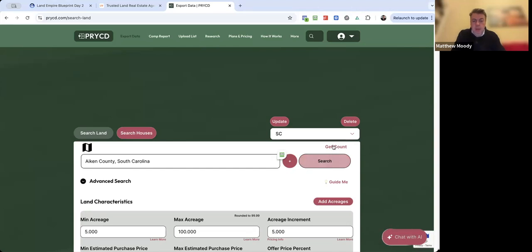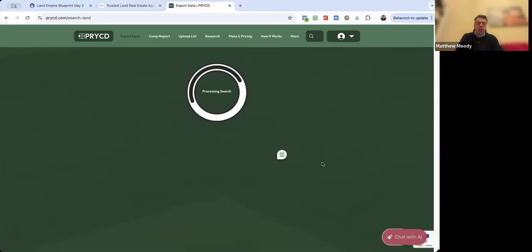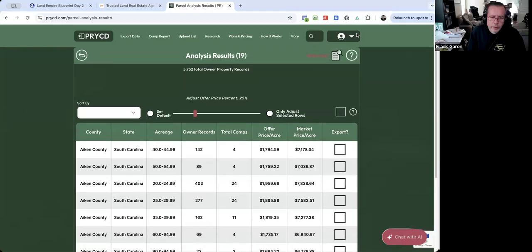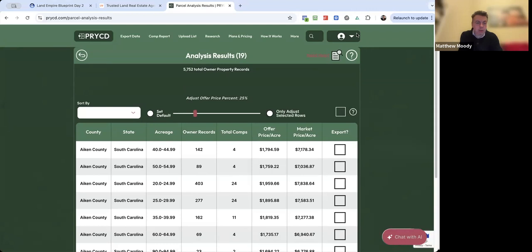You can do two things here. You can get a count or you can do the search. We're going to do the search purely so I can show you the next set of pages and what that looks like. But if you do the count, it'll give you a number in terms of what you're looking at. So remember, this is going to bring back all the records available in Aiken County that are landowner records. You can see this. There we are. 5,752. So that's a good number to go after.